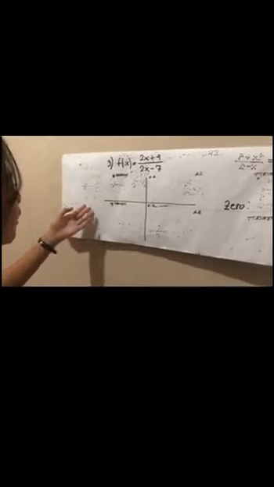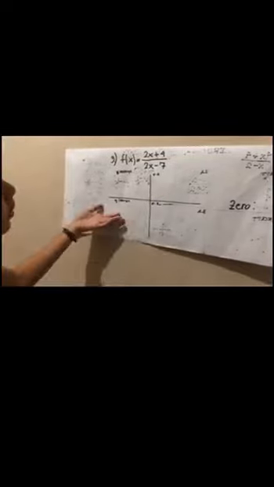Here is a problem for you. Try to find the x-intercept, the vertical asymptotes, the y-intercept, and the horizontal asymptotes. I will give you 20 seconds to answer this problem. And if you need more time to do it, just pause the video.